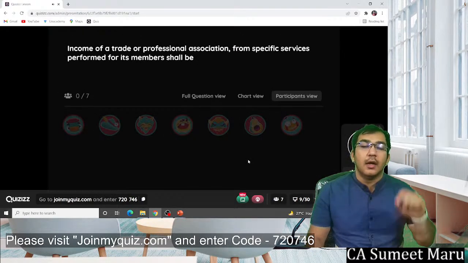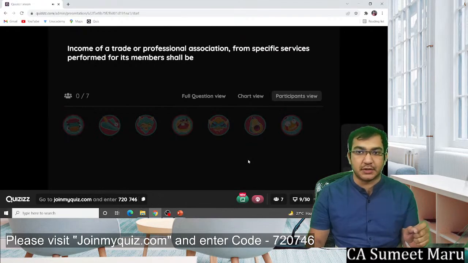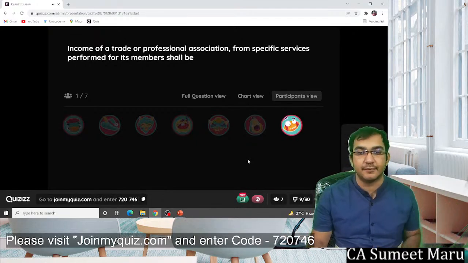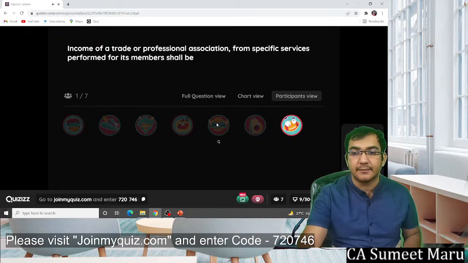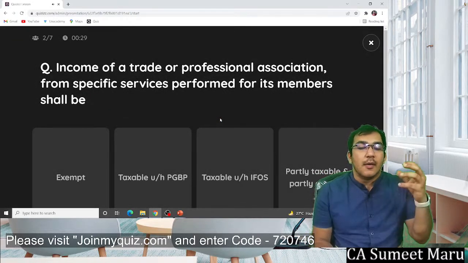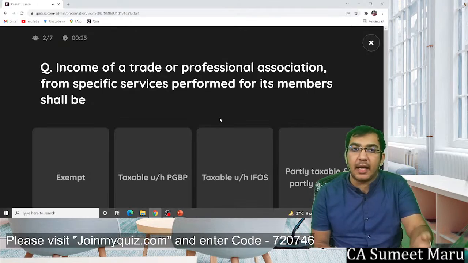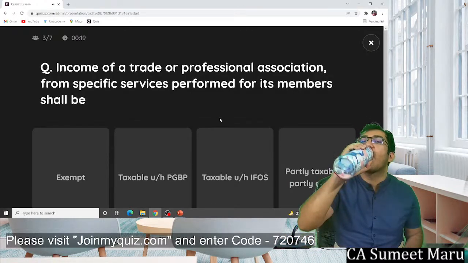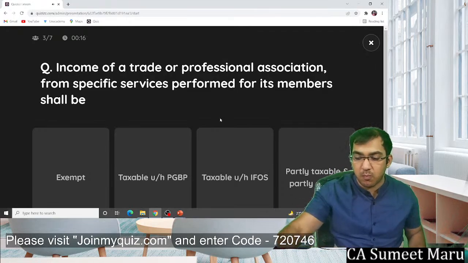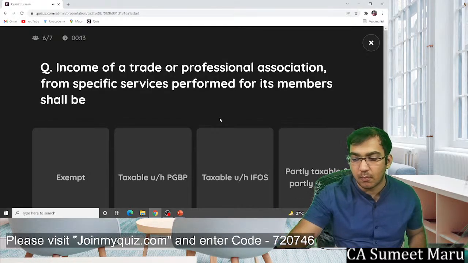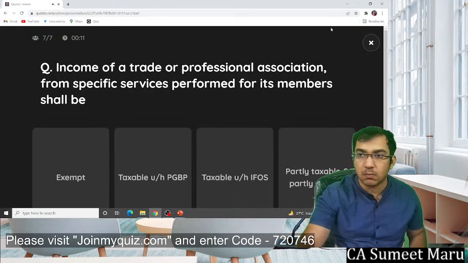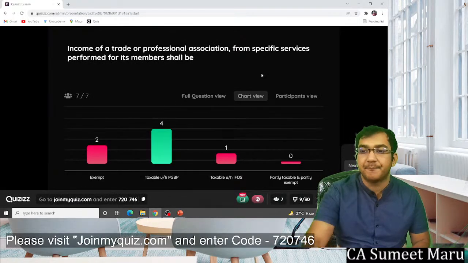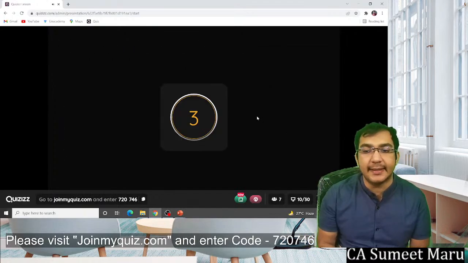Question number 9. Income of a trade or professional association from specific services performed for its member shall be, doing services for its member and earning from that shall be, yes. That shall be absolutely taxable under PGBP. Very good. Next question. Question number 10 is here.